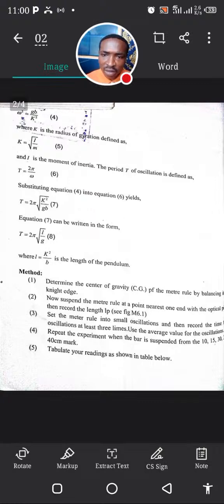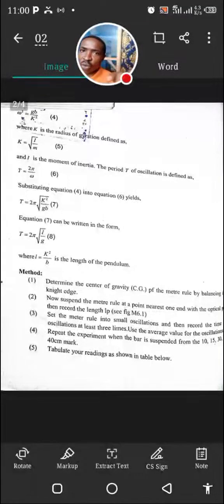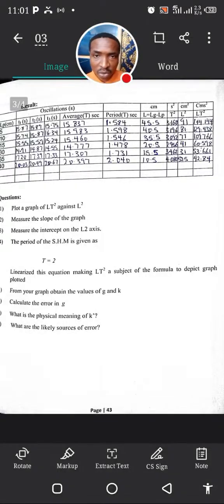Then method 3 says set the meter rule into small oscillation, and then record the time for the oscillations at least 3 times. Use the average value. Of course, you do it 3 times. So you are going to put the meter rule at that hole, at that particular length, then set it into oscillation 2 to 3 times at the particular number of oscillations that you are given. Then step 4 says repeat the experiment when the bar is suspended from the 10, 15, 30, of course 40 cm mark, then tabulate your readings.